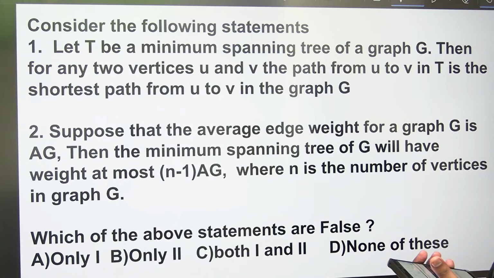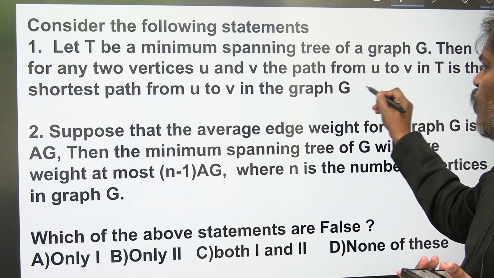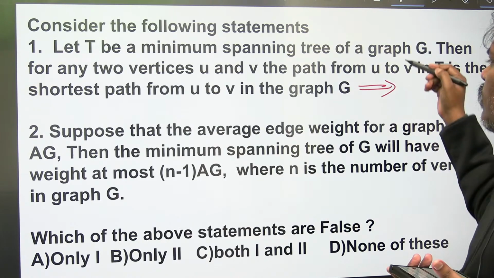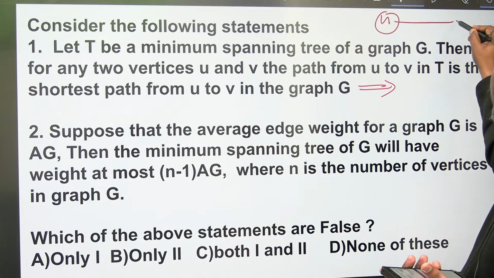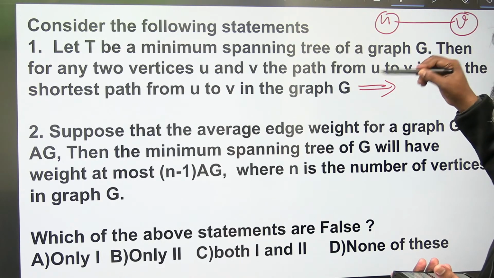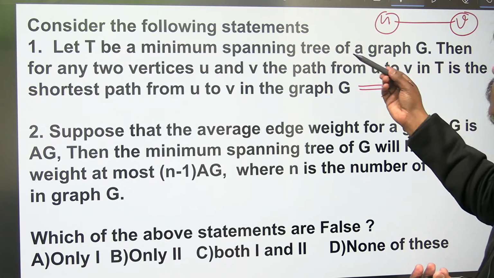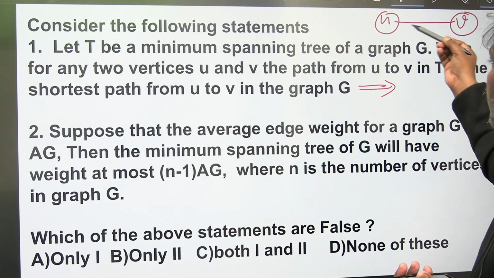Let T be a minimum spanning tree of a graph G. Then for any two vertices U and V, the path from U to V in T is the shortest path from U to V. So you want to say, if you want to find the minimum cost between two people, U to V, first construct the MST. In the MST, whatever cost is there from U to V, that is the shortest path cost from U to V.